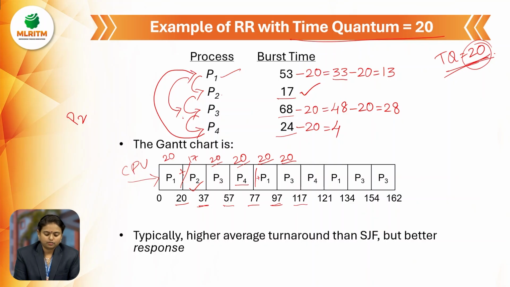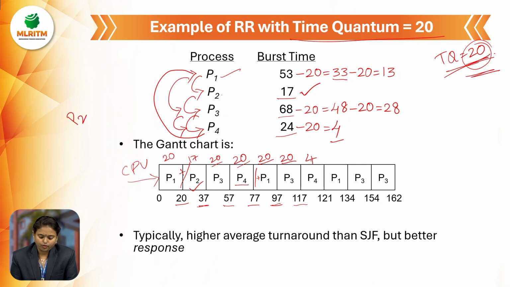What is the next process? P4. P4 also not executed here. So here next it is entered into the CPU. P4 has only 4 as burst time. Within the time quantum, it is executed.